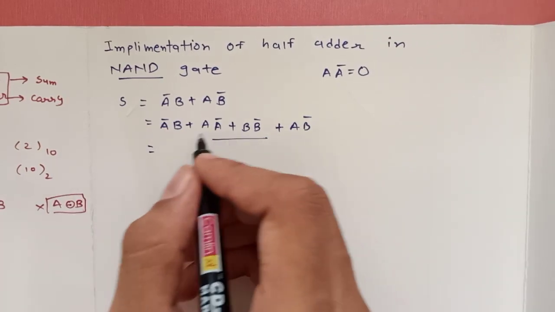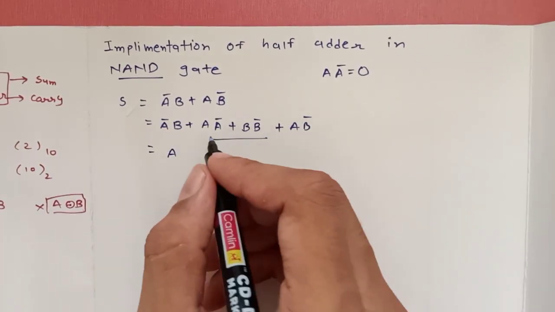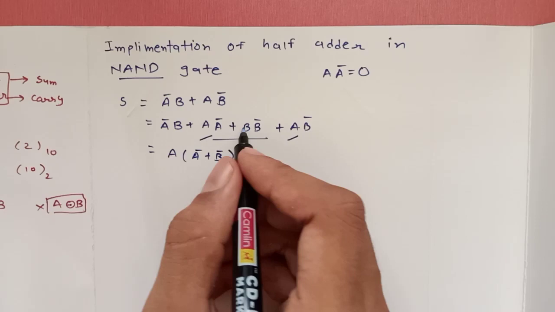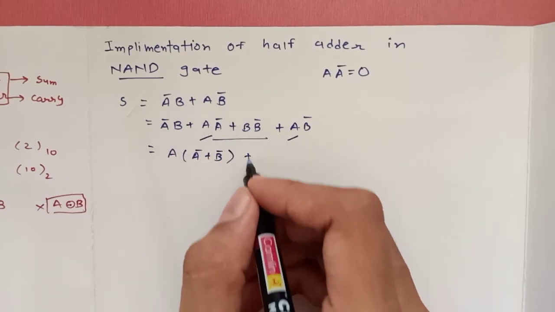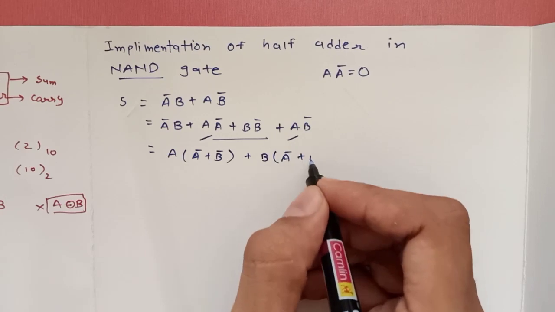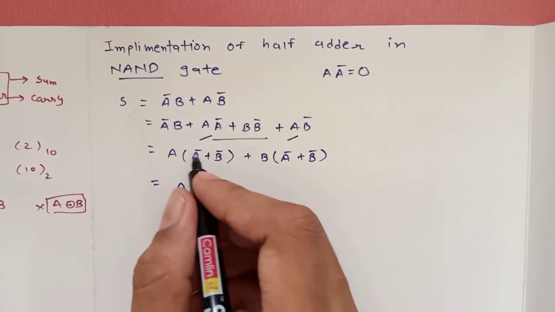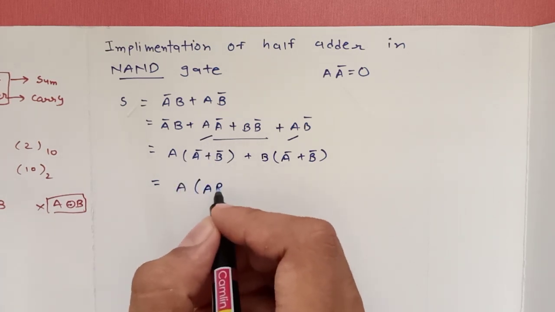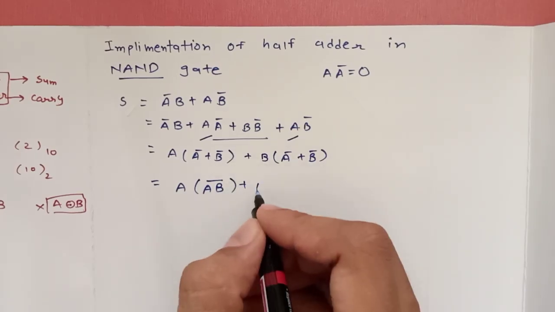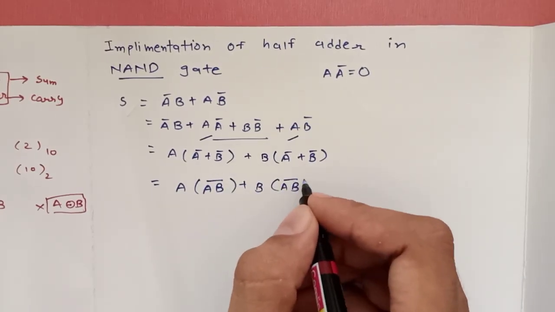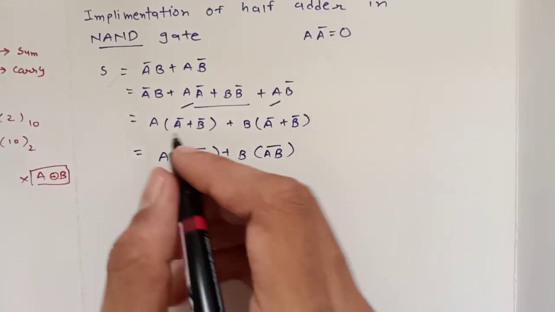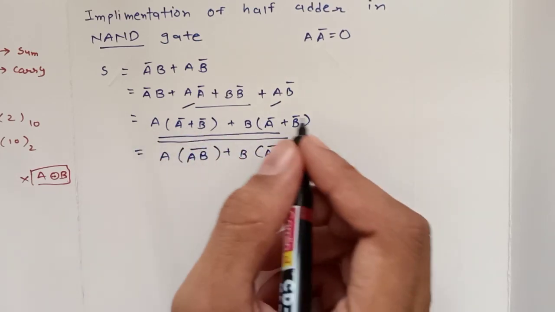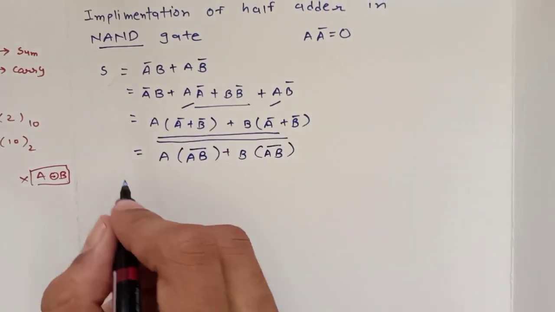Now take A common from these two expressions, so we get A times A bar plus B bar, and B common from these two expressions, B times A bar plus B bar. Now apply Boolean algebra rule so that we get A times (AB) whole bar plus B times (AB) whole bar. Now apply 2 bars on this expression. Applying 2 bars will not create any error for this minimal expression.